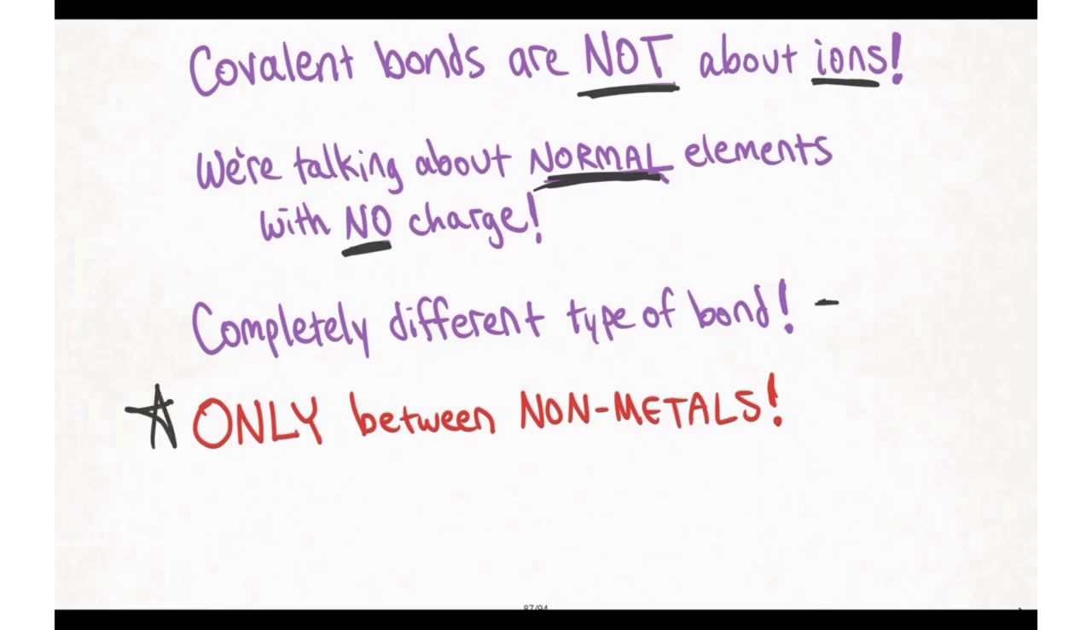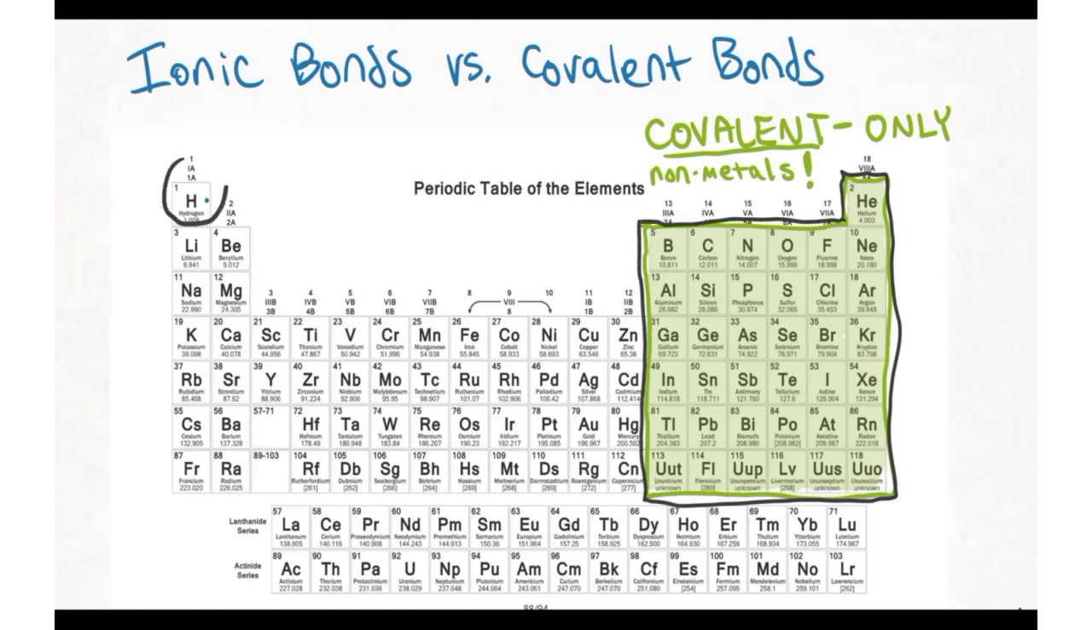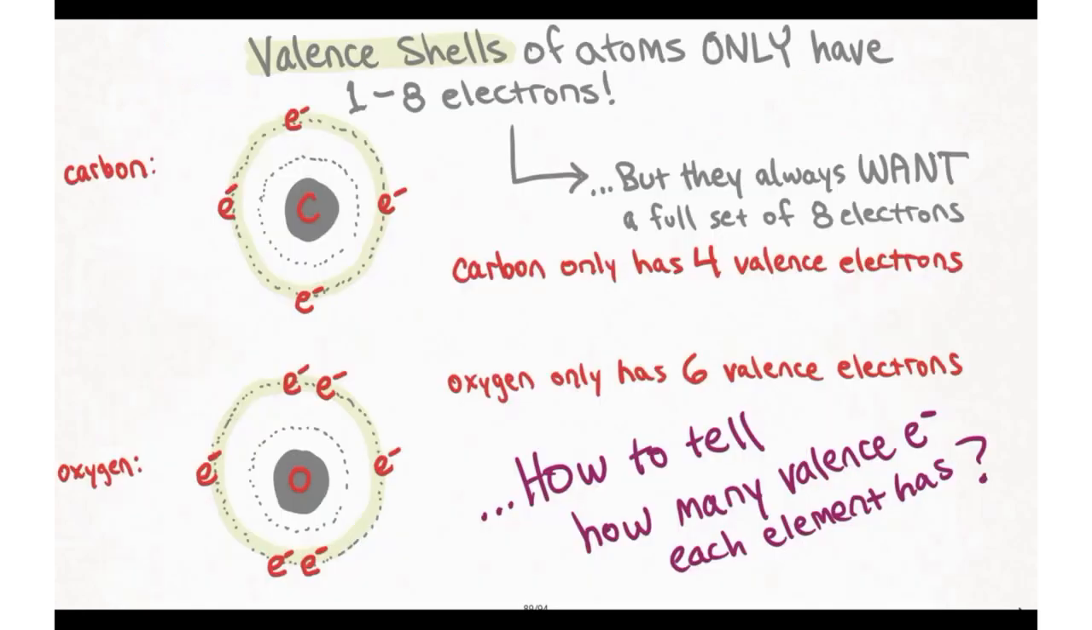And here's the thing. It's only between nonmetals. So for covalent bonds, we're only talking about like a third of the periodic table. You're not doing this with all of the elements on the periodic table. You're doing this with just the nonmetals over here on the periodic table. Oh, and also hydrogen. Because remember, I told you hydrogen kind of is a rule breaker. It's kind of a rogue element. And a lot of times hydrogen belongs over here next to helium right here. So hydrogen can do this too. So for all practical purposes, for covalent bonds, go ahead and consider hydrogen over here with the nonmetals, okay?